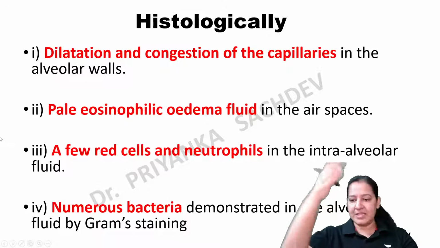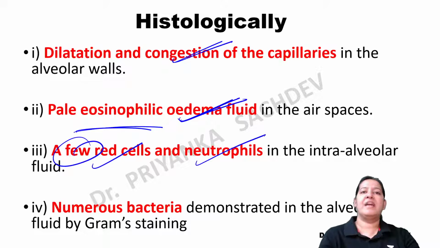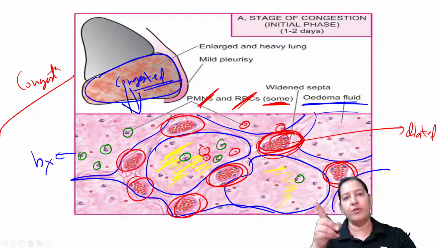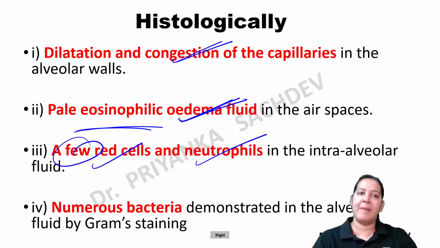So you don't need to learn it by heart. There is congestion of the capillary. There is edema fluid, pink color edema fluid. There are few RBCs and few neutrophils. And if you do the gram stain, you can find the bacteria also. The bacteria is also present.